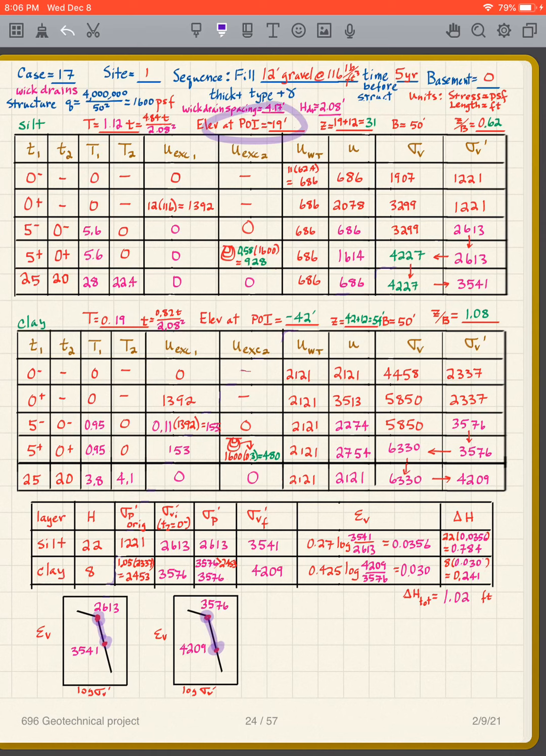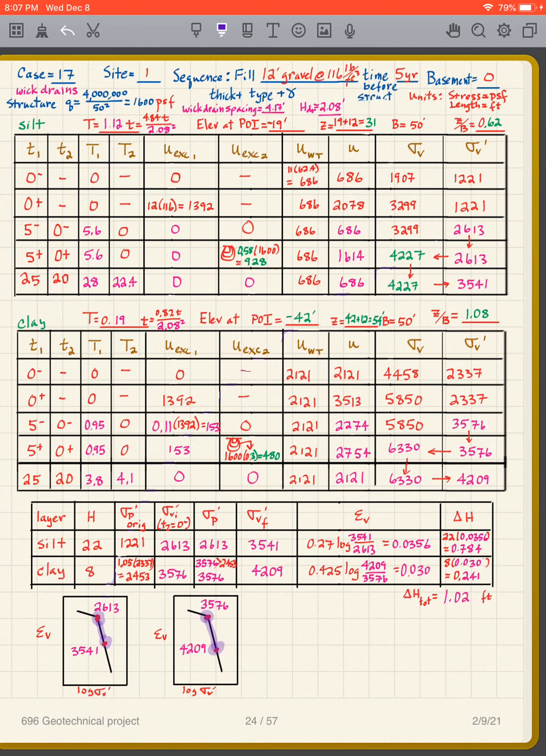Our elevation at point of interest is negative 19 because that's in the silt. We have to do both the silt and the clay. That gives us our Z, which is the 19 plus 12 is 31. And our Z over B is 0.62. Our times are going to be 0 minus, 0 plus, 5 minus, 5 plus, 20. That's for T1. We're putting the structure on at 5 years, so we're going to have 0 minus, 0 plus, and then that would be 20.